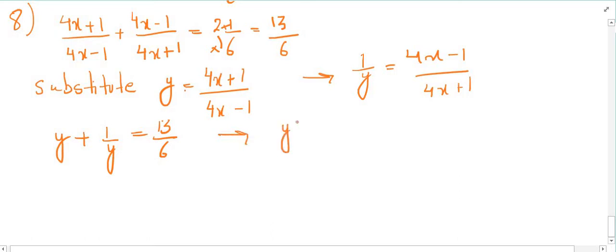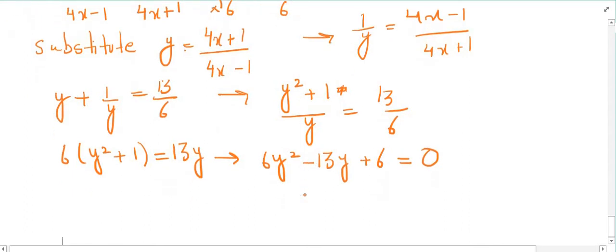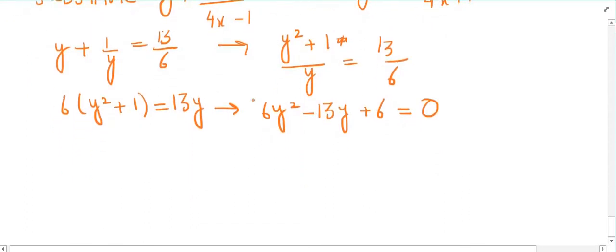So y square plus 1 by y equals 13 by 6. Now just by cross multiplication, 6 into y square plus 1 equals 13y. This becomes 6y square minus 13y plus 6 equals 0. Now 6 times 36, what are the factors? 6 and 6.